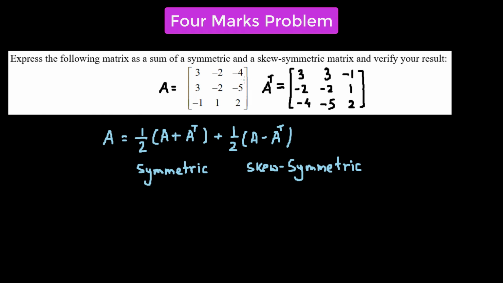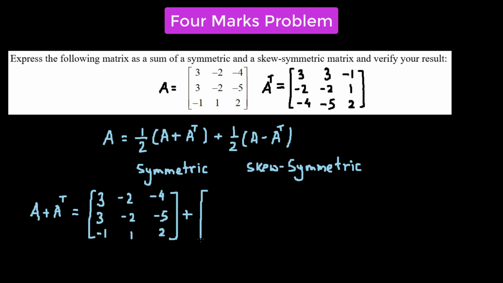Now that we have the A transpose, we're going to add A to its transpose. So let's rewrite the matrix. I have 3, -2, -4, 3, -2, -5, -1, 1 and 2. And we're going to add it to its transpose, which is going to be 3, 3, -1, -2, -2, +1, and -4, -5, and +2.